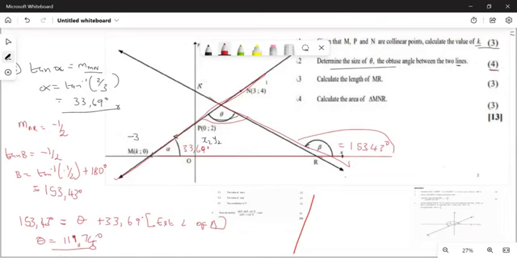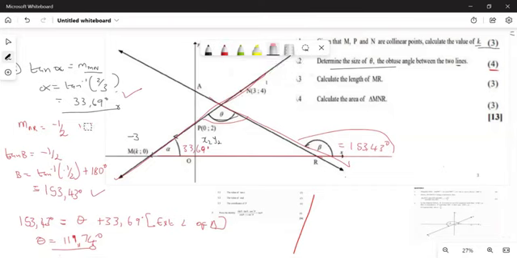This thing was 4 marks. So how do you get your 4 marks? We're going to give you 1 mark for getting this one, 1 mark for getting M, and then 1 mark for this one. 1 mark for this one, 1 mark for this one, and then 1 mark for saying it's an exterior angle of a triangle. Okay.